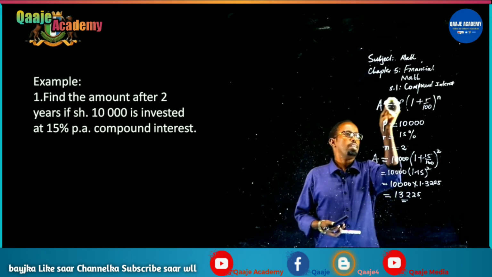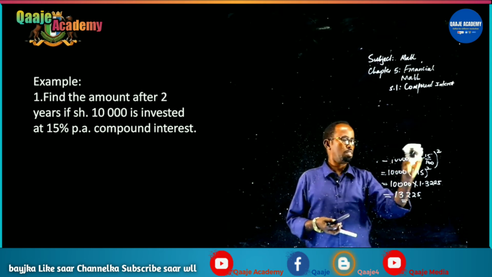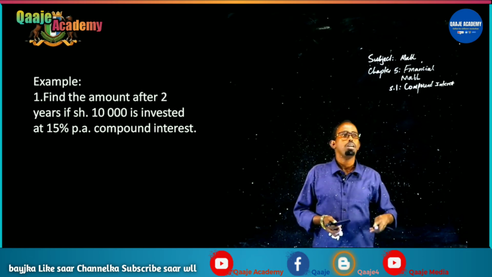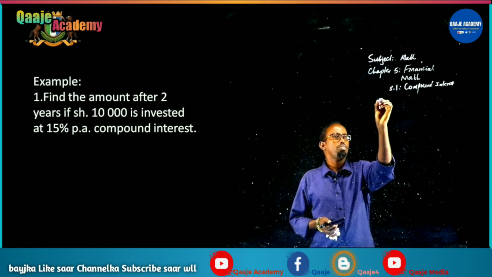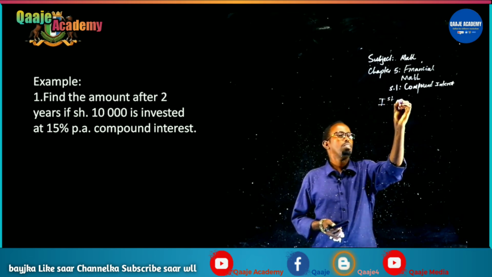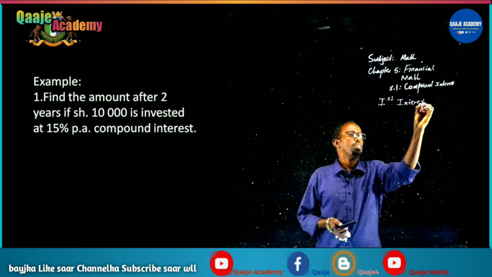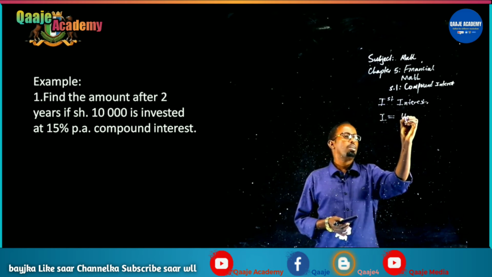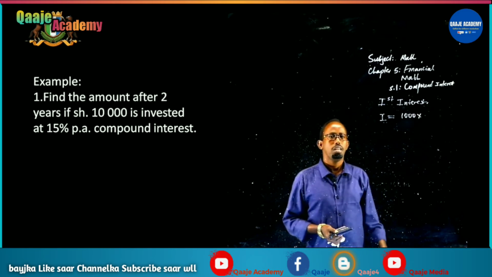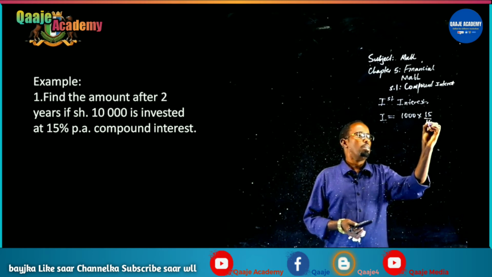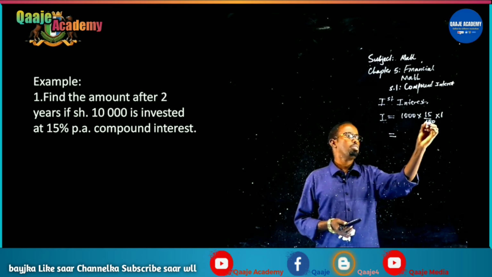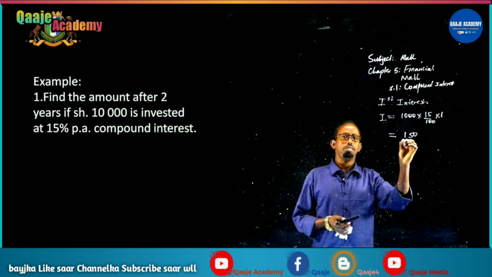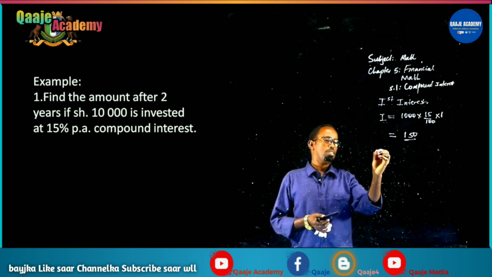Now let me use the step-by-step method. I will first of all find the interest of the first year. First year interest. I is equal to PRT divided by 100. So P is 10,000 multiplied by R, R is 15, multiplied by 1 year. You get 2 zeros cancel 2 zeros. You get 150. So this is the first year interest.